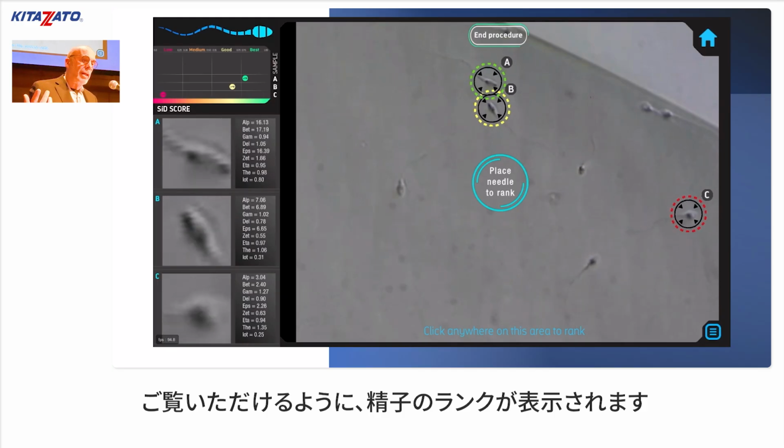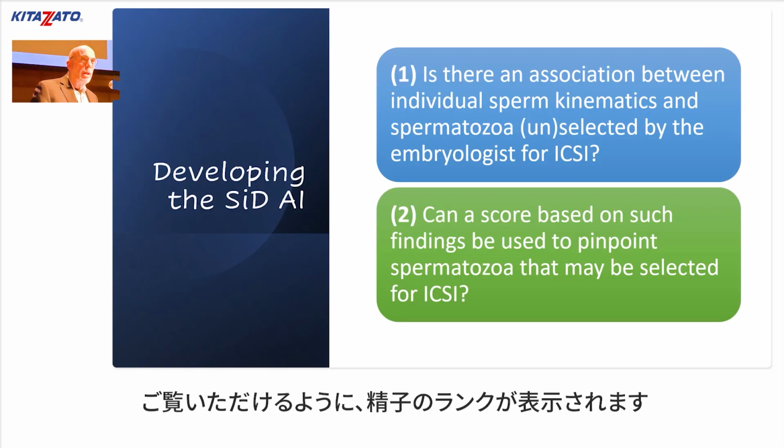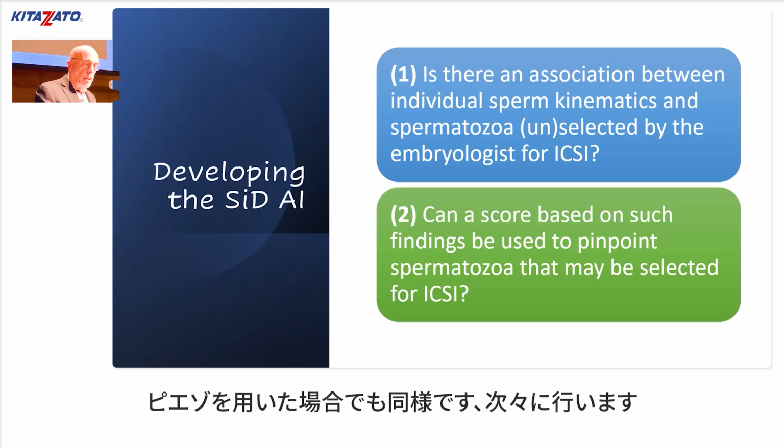As you see the ranking that comes up, all you need is to bring your needle forward to the sperm tail and immobilize that in whatever way you do that. Most of the time that's done either with piezo or with mechanical, with the needle sticking the tail.